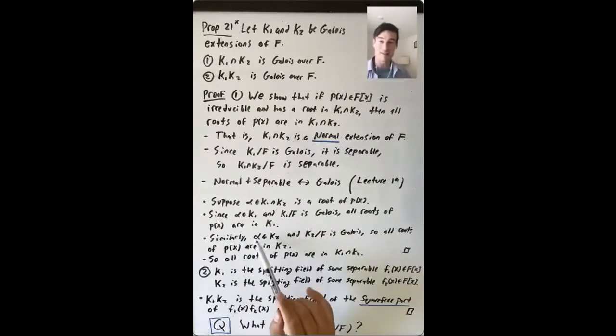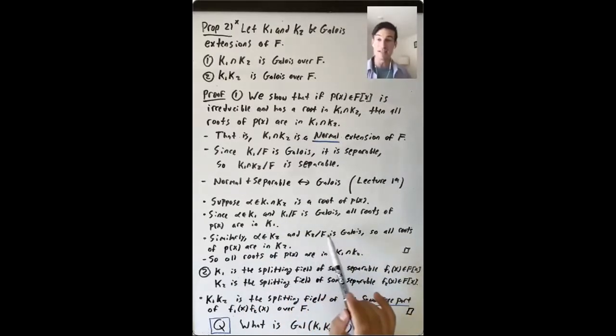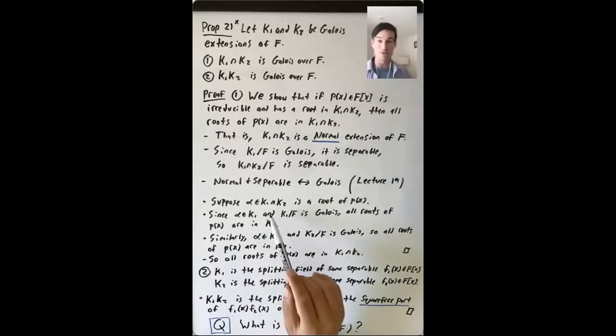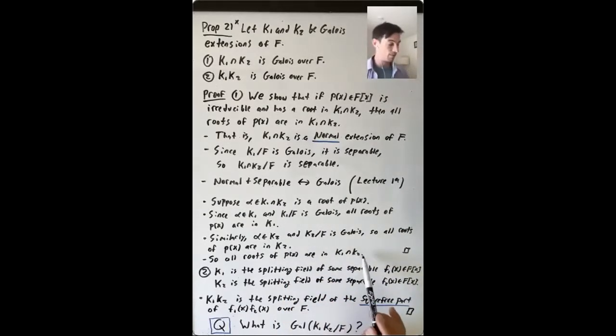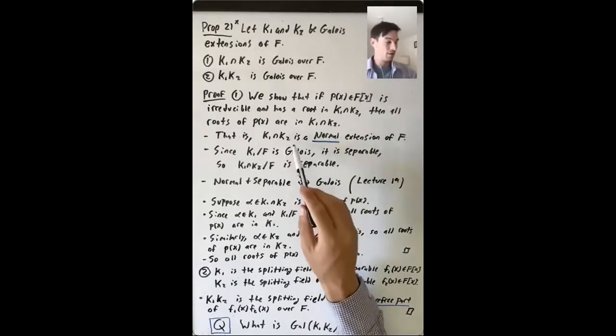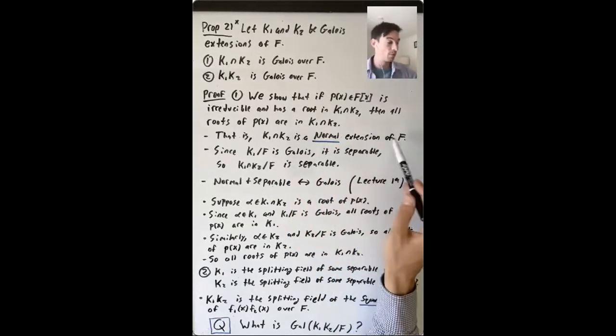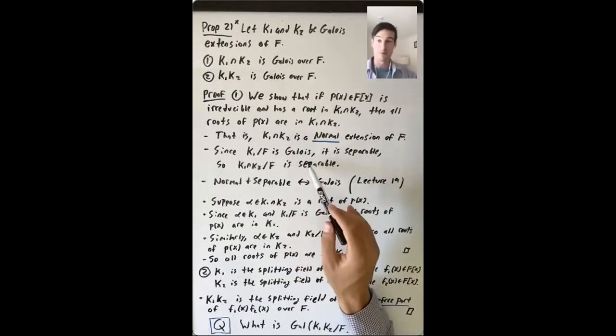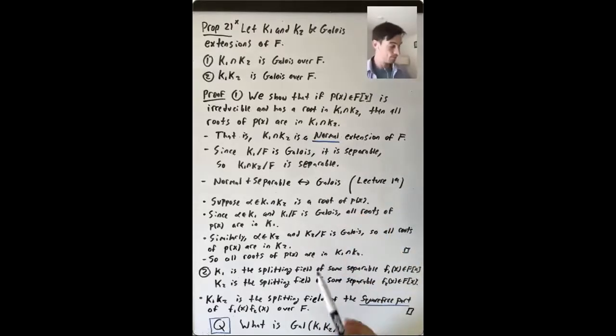So all of the roots of P of x are in K1. And now exactly the same thing, switching K1 and K2. Since alpha is in K2 and K2 over F is Galois, all of the roots of P of x are in K2. But that means that all of the roots of P of x are in K1 and they're in K2, so they're in the intersection of K1 and K2. Okay, so K1 intersect K2 is a normal extension of F. It's separable, therefore it's Galois.